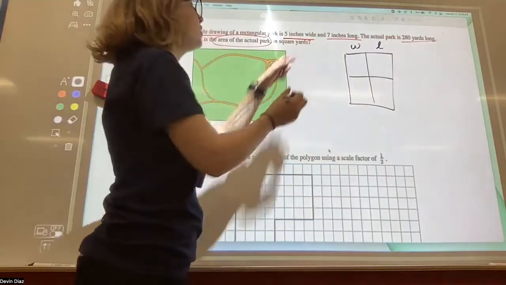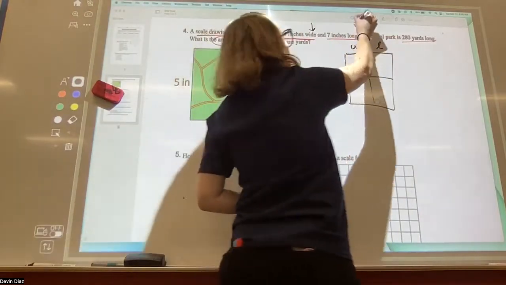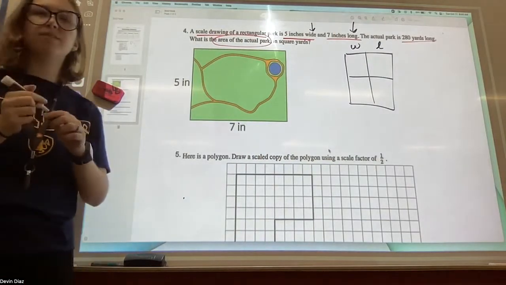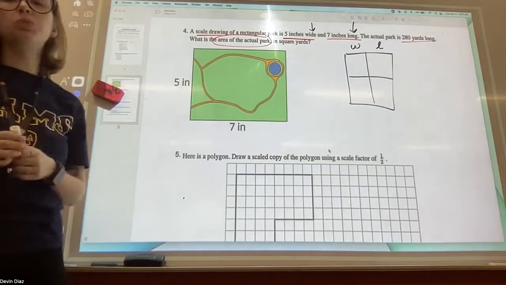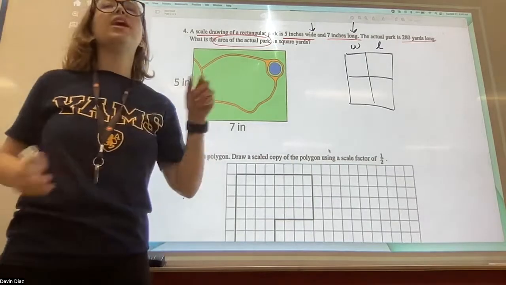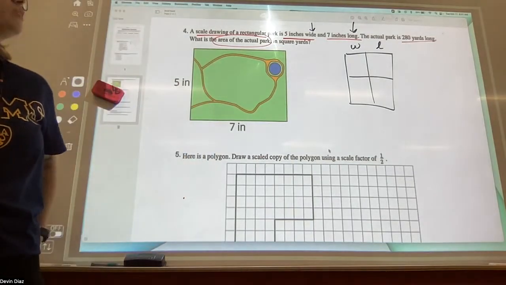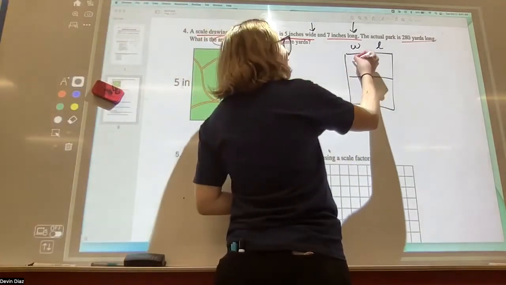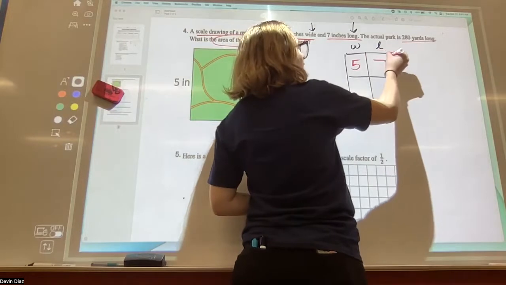The reason we know is it says the words wide and it says the words long. It says the words long and it says the words wide. Now we fill this out. We fill out our initial ratio, right? I know it says 5 inches wide, so I'm gonna put 5 on my wide side, and it says 7 inches long. I'm gonna put 7 there.